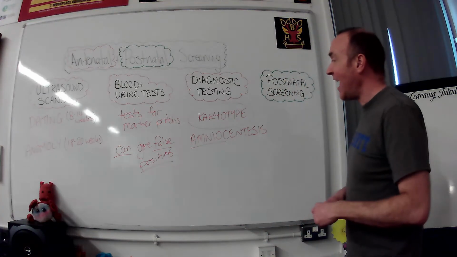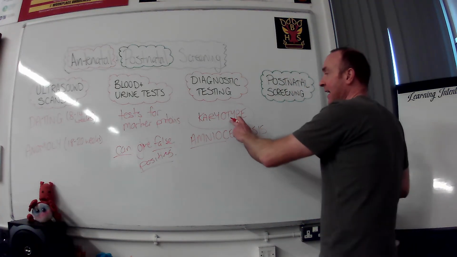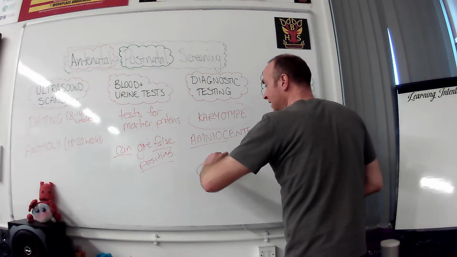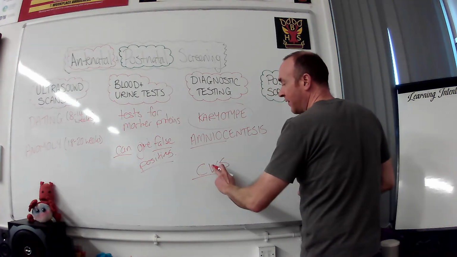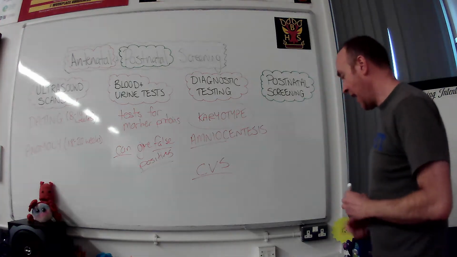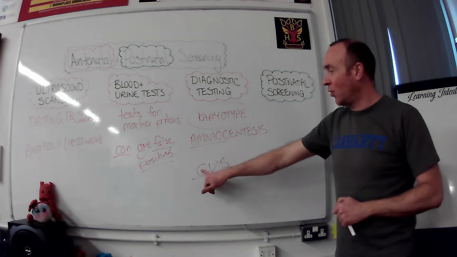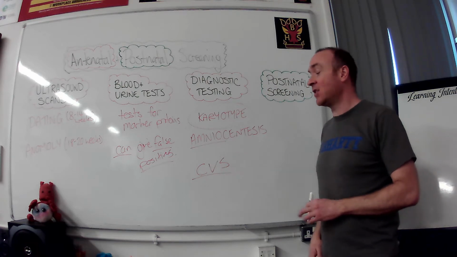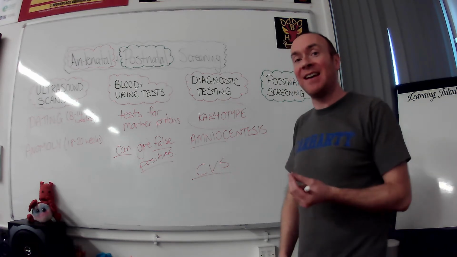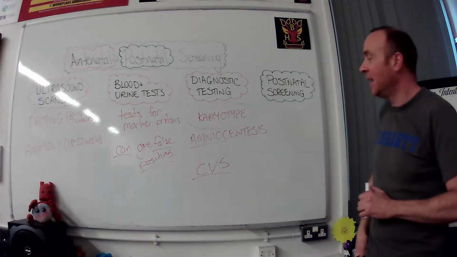The second way of obtaining a karyotype is something called CVS, chorionic villus sampling. CVS is absolutely fine, incidentally, you don't need to know chorionic villus sampling, but what this is, you're taking cells from the placenta, some of the baby cells from the placenta.